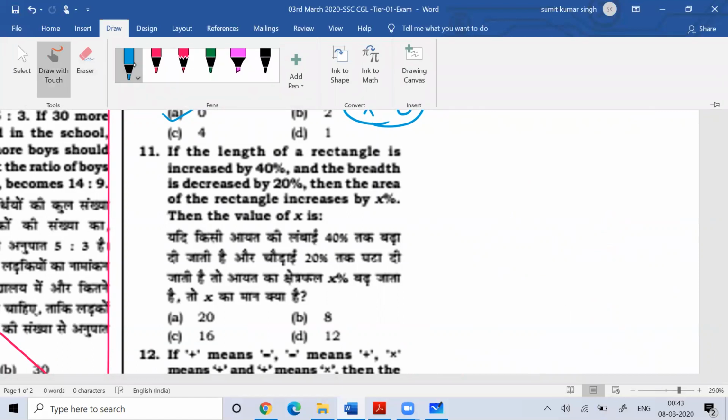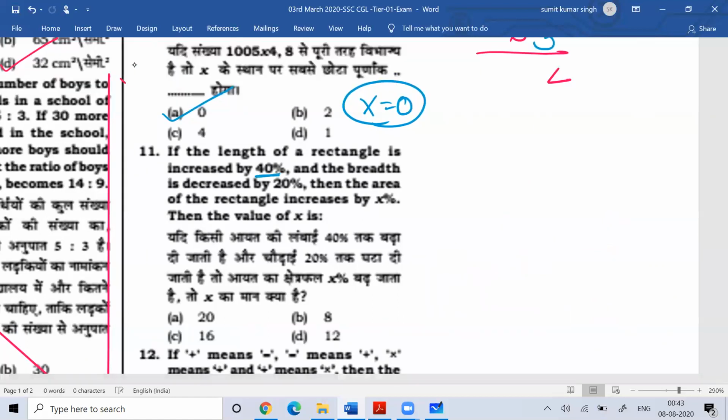If the length of a rectangle is increased by 40% and breadth is decreased by 20%, then the area of the rectangle is increased by x%. Find the value of x. So then it is very easy.